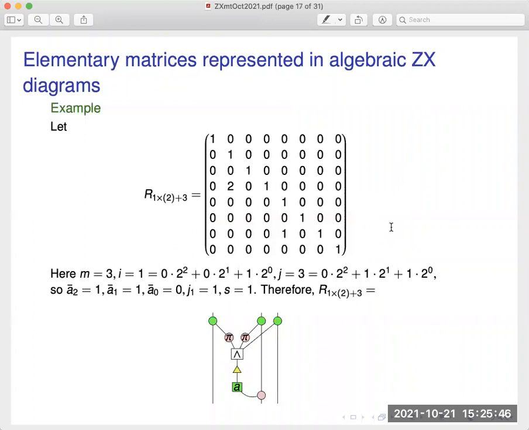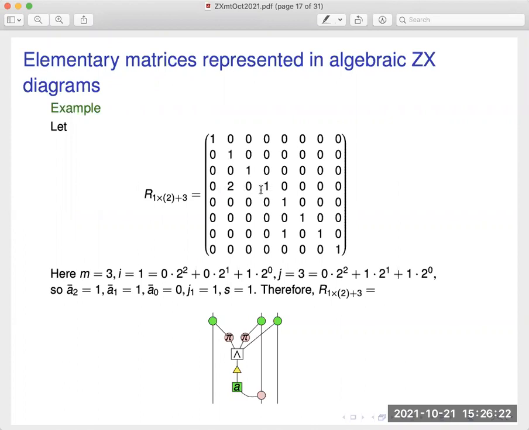Okay, there's also an example. From row 1, you multiply by 2 and add to the third row. Actually, sorry, it is row 1 times 2 added to row 3. So actually the fourth row, right? This is the second row.